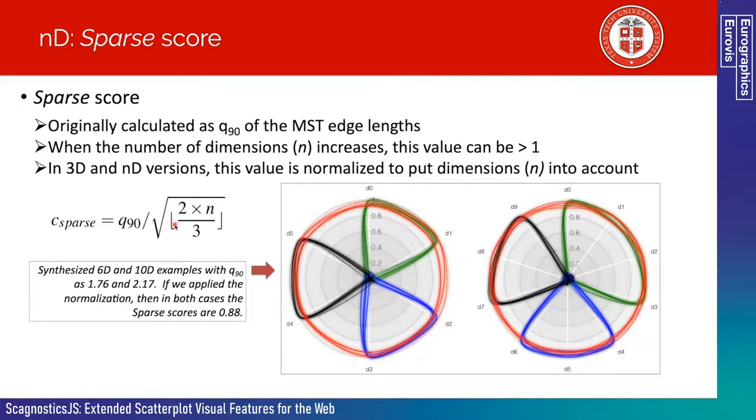To clarify this one, we give an example of two synthesized sets of points in 6 dimensions and 10 dimensions correspondingly. The two are very similar, except that one has 6 dimensions and the other has 10 dimensions. If we simply use Q90, then the first one will have a sparse score of 1.76 and the second one will have a score of 2.17. And if we apply the normalization factor, then the sparse score for both plots becomes 0.88. This is a reasonable number because the two plots are very similar except for the number of dimensions.